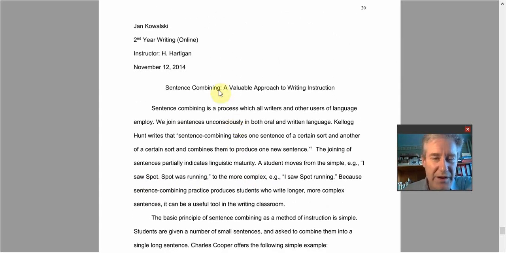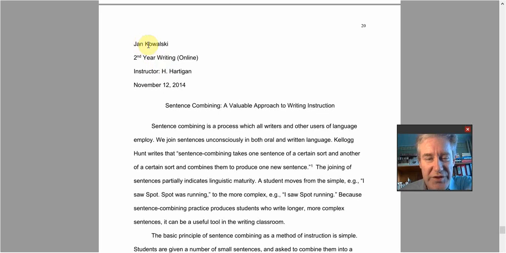What else can we notice here? Well, the author information is presented correctly. So we have the author's name here, Jan Kowalski, the course. This must be for the online version of the course. The instructor, oh, there's my wife, Heidi Hartigan. But since you're going to be writing for me, it will be S. Hartigan here. And then the date when this essay was submitted. So that's the day you send it to the instructor. Not the day that you finish it, but the day you send it.